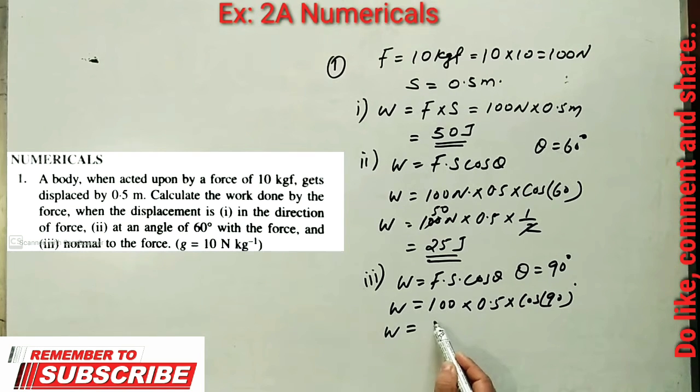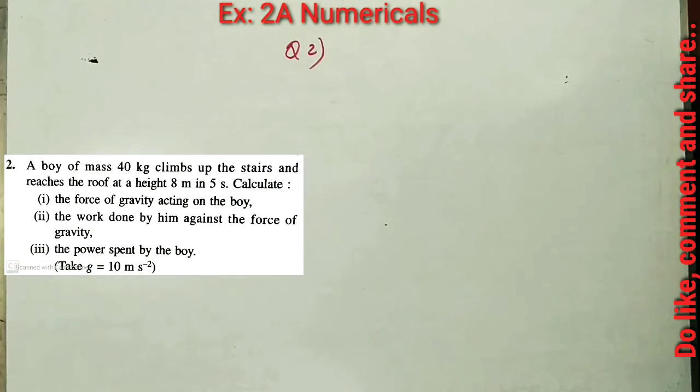Therefore, W is equal to 100 into 0.5 into 0. So we are getting it as 0. We are getting the work done as 0 when the displacement is normal to the direction of the force. Is that clear? Okay. Moving on to question number 2.